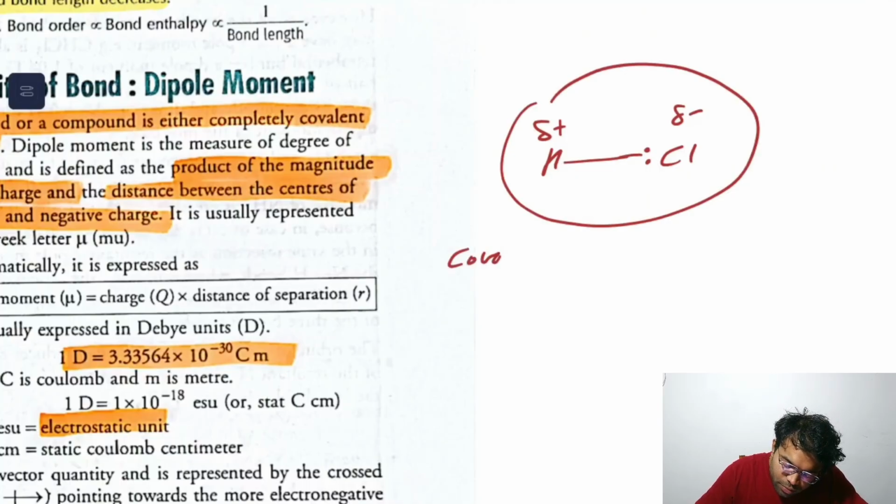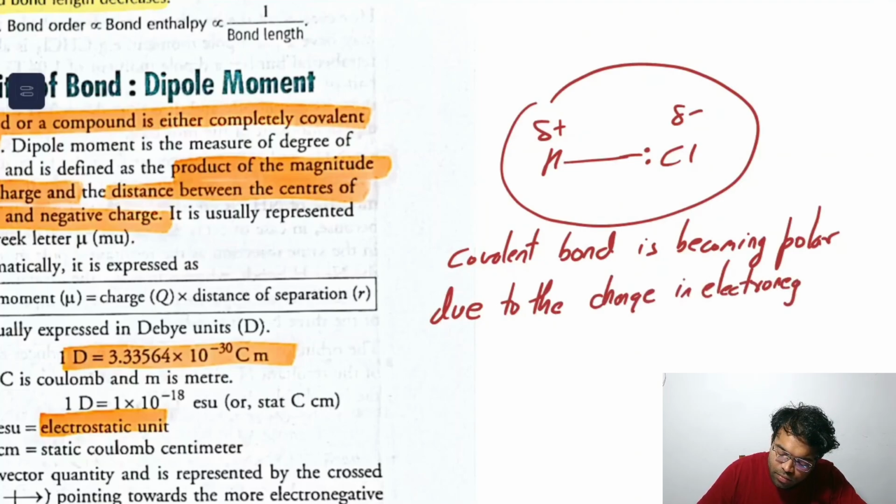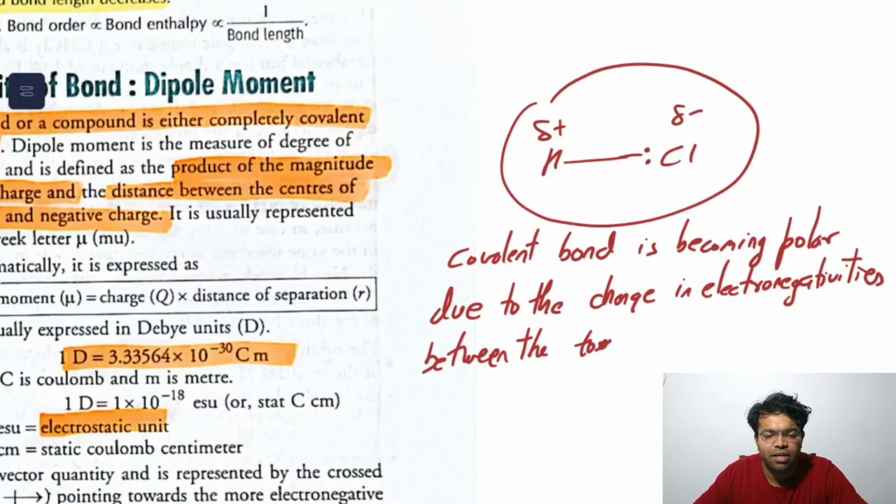The covalent bond is becoming polar due to the change in electronegativities between the two. Okay, there is a difference in electronegativities between the two. Therefore, this bond is becoming polar.